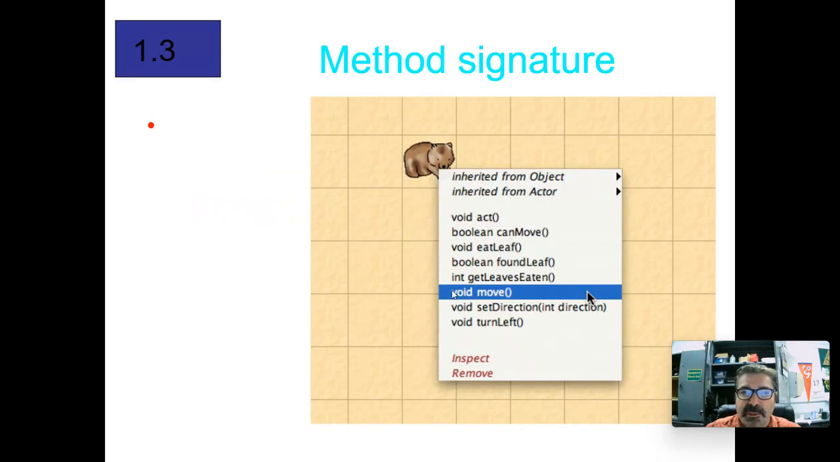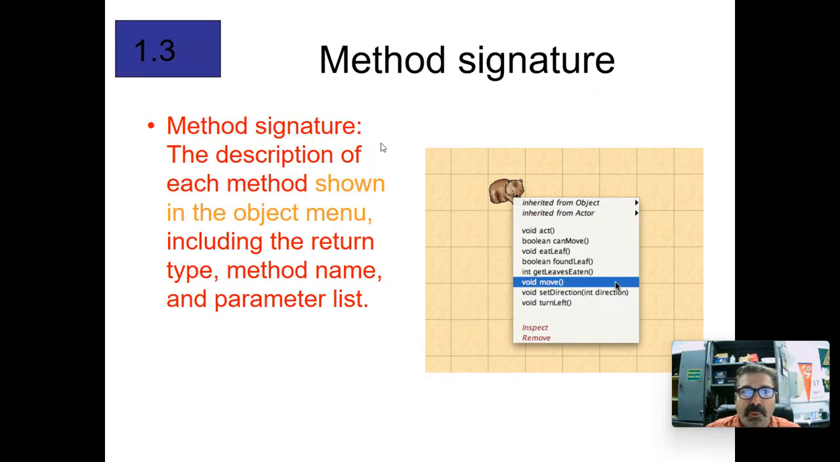Now, we haven't said this, but whenever you right-click on this, you get this list. This is called the method signature. It tells you a couple of things. It tells you if it's void or not void. This one happens to be a command, not a question. The name is set direction, and this one has a parameter list. You have to give it an integer to tell it the direction that you want it to set the direction to. All that put together is called the method signature. Write this down on the handout, and then hit pause, and then we'll continue on.